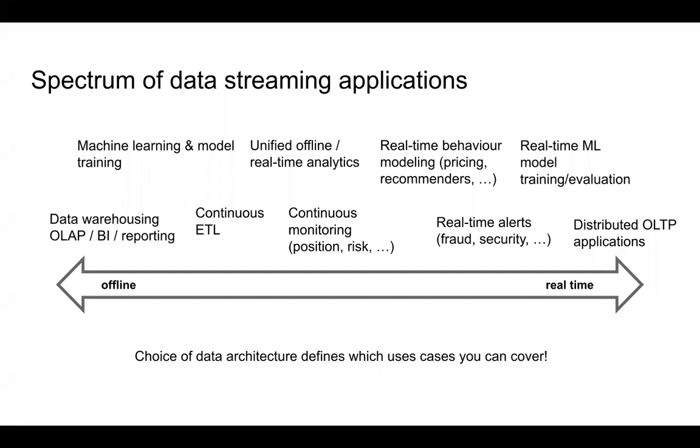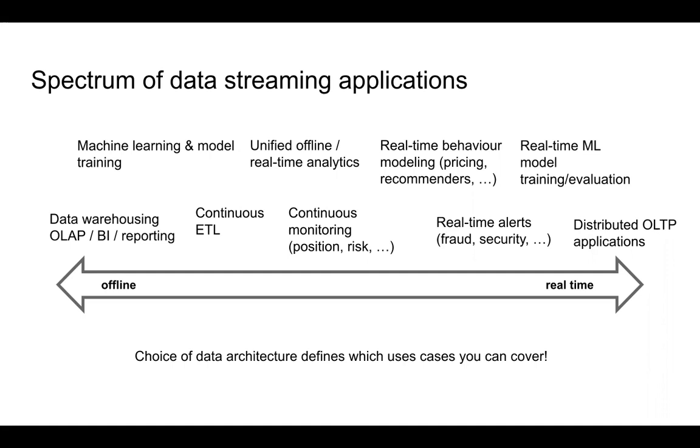So in order to get a feeling for what kind of use cases we are talking about here, I tried to write down some of the data streaming applications we've seen in the past and tried to group them according to how hard the latency requirements are. On the very left, we see the traditional data warehousing tasks. And on the right, it's the distributed OLTP applications. So going from left to right, we have, as I said, ETL jobs, which don't have very high latency requirements. So you usually process some old data.